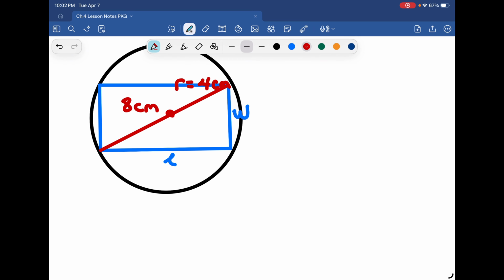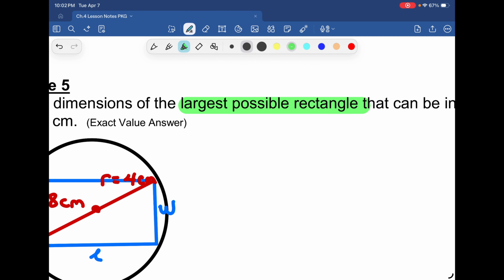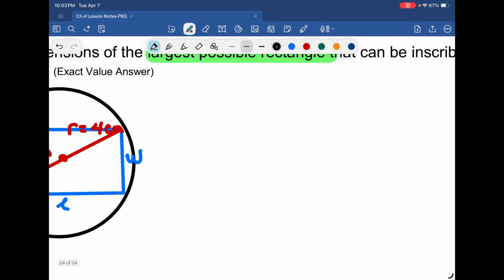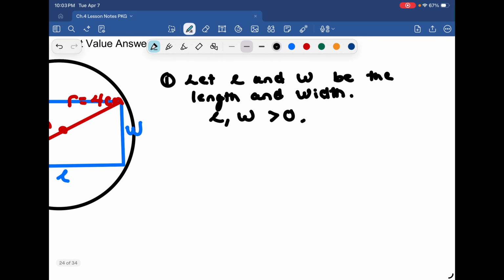We have a length and a width. Now, to determine this largest possible rectangle, I like to sometimes highlight that to make sure we're good. In step number 1, outside of doing our visual, we want to define the variables. So let L and W be the length and width. Perfect. And we're going to define both L and W greater than 0 because we don't want either one to be less. Now, we're going to use Pythag in order to figure this out in terms of one variable.